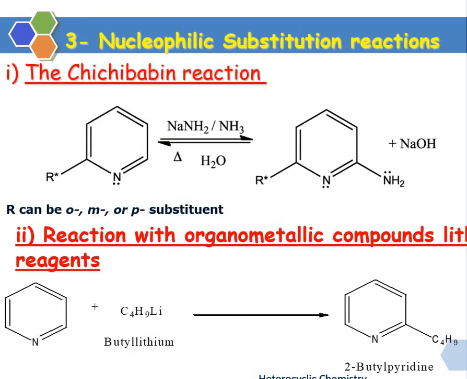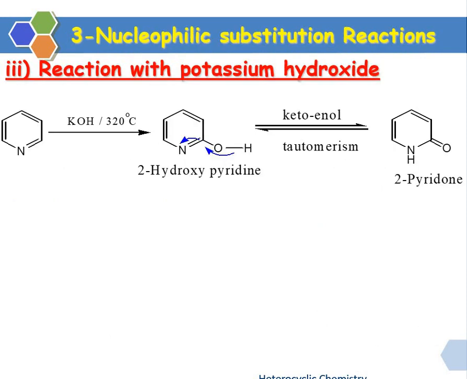For nucleophilic substitution reactions, the Chichibabin reaction, you can see it reacts with NaNH2 and ammonia under heating conditions, and substituted pyridine is obtained. The same reaction occurs with organometallic compounds, lithium reagents. You can see butyl lithium reacts with pyridine forming 2-butylpyridine. In the reaction with potassium hydroxide, pyridine forms 2-hydroxypyridine, which undergoes keto-enol tautomerism to give 2-pyridone.